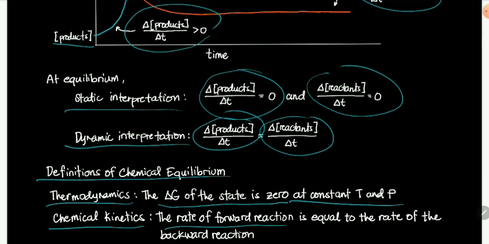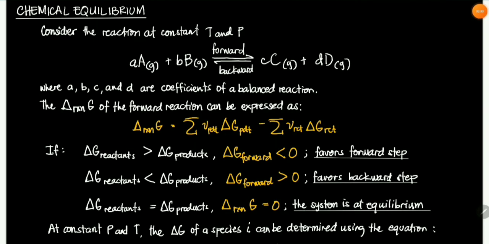So, the rate of the forward reaction or yung speed ng forward reaction is equal to the speed or the rate of the backward reaction. That is the kinetic definition of your chemical equilibrium. So, pwede natin siyang i-interpret in any way we want to, pero pareho pa rin naman silang tama. Okay? So, in this part, we will derive the equilibrium constant.